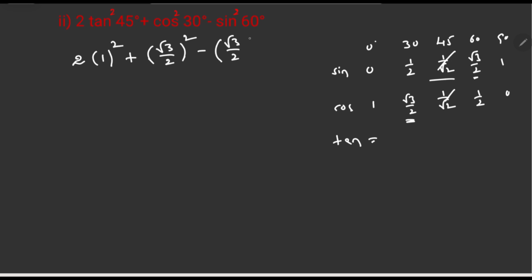So 2 into 1 power 2 means 1, plus root 3 power 2, so 3 by 2 power 2, 4. Minus root 3 power 2, so 3 by 2 power 2, 4. So positive 3 by 4, negative 3 by 4 cancel, so 1 plus 1, that is 2. That's it.